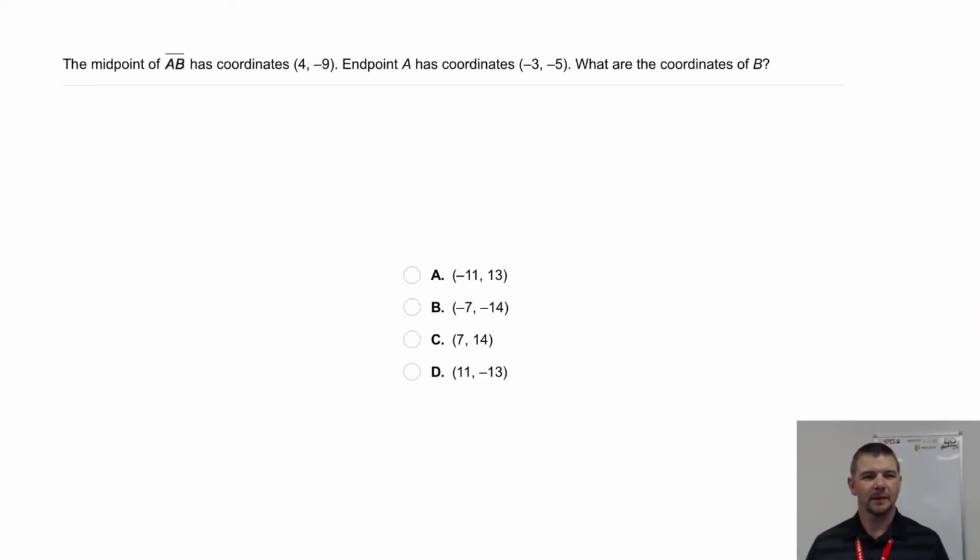Your turn. The midpoint of segment AB has coordinates 4, -9. Endpoint A has coordinates -3, -5. What are the coordinates of B?